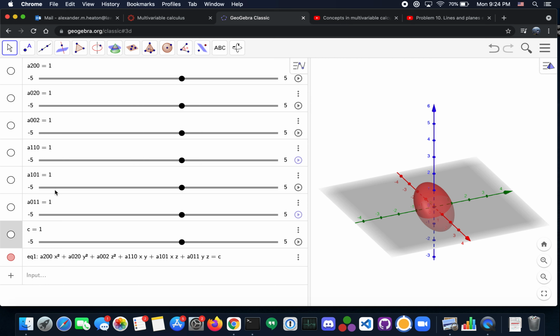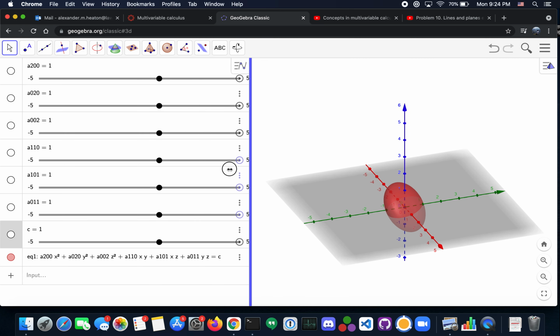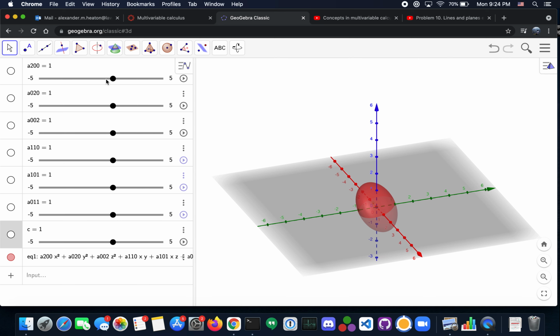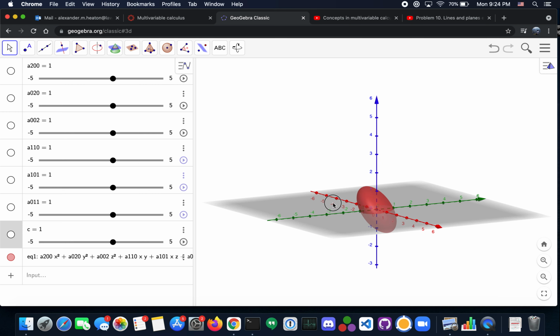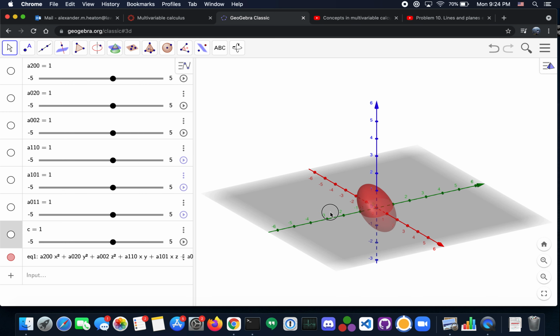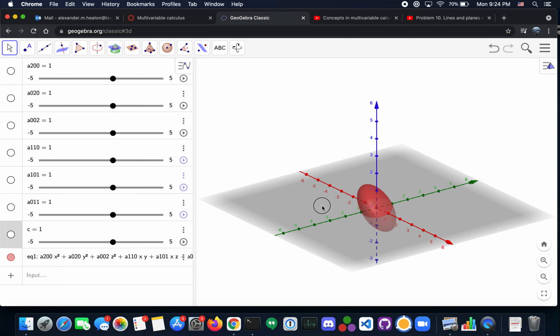Right now, they're all set to 1. And so the picture you're seeing is the solution of the equation where all of these scalars, these a's, are just the number 1. And even c, another scalar on the right-hand side, is just the number 1. So now what's going to happen if I let these start to slide? As you can see, I have 7 different sliders. And so there is a 7-dimensional space of possible degree 2, quadratic surfaces. And so let's see what they look like.